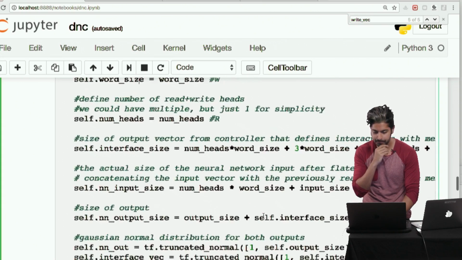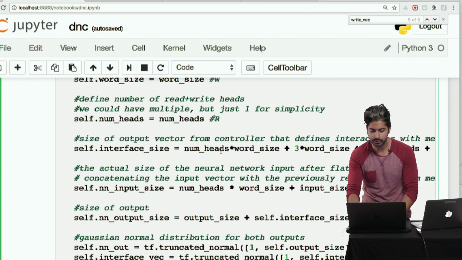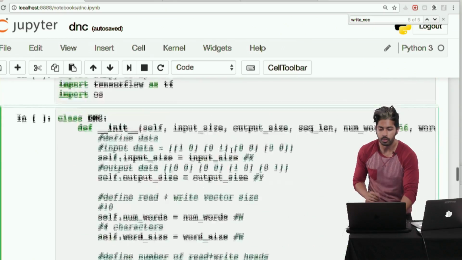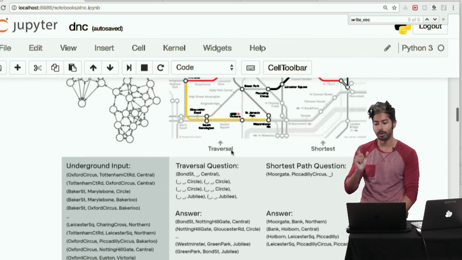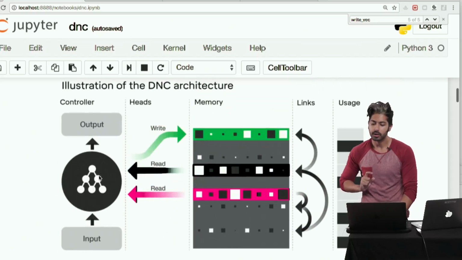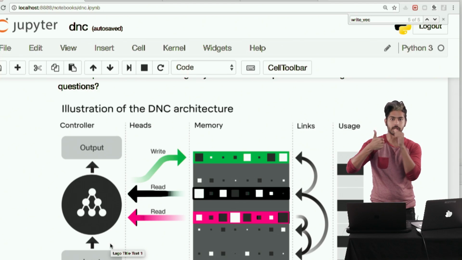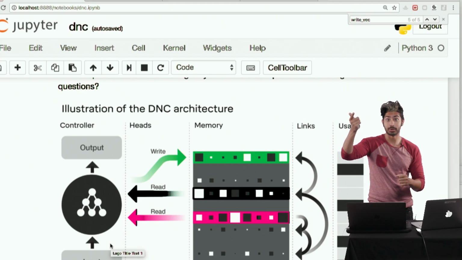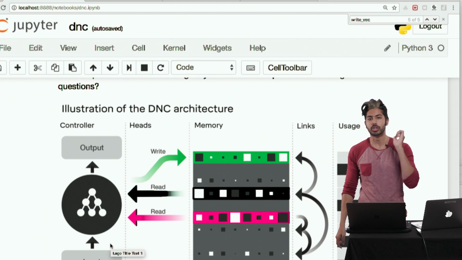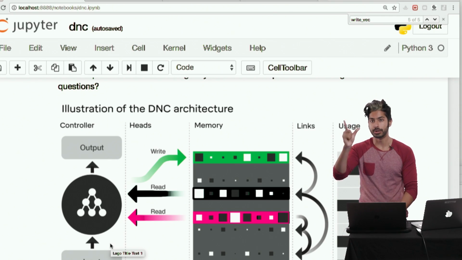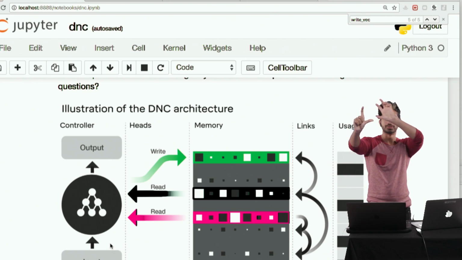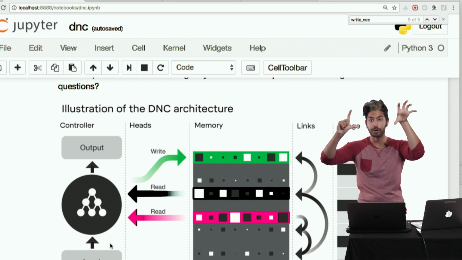Okay, so then we're going to define our interface size. So what is this? Let me go back up here. I left out one part because I wanted to get to it now. So we have our input data, and then we feed it to our controller. It reads and writes, and then it outputs a prediction. But a DNC doesn't just output a prediction. It also outputs an interface vector.